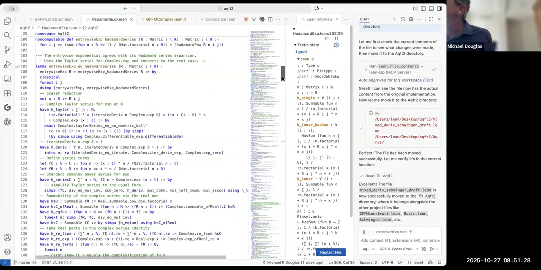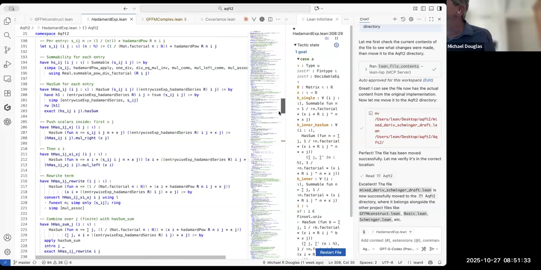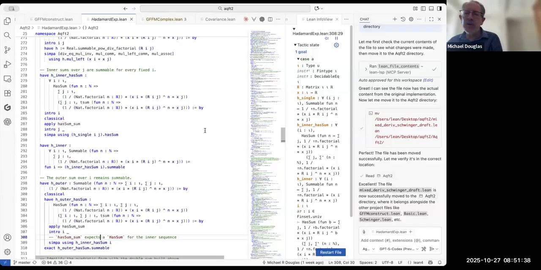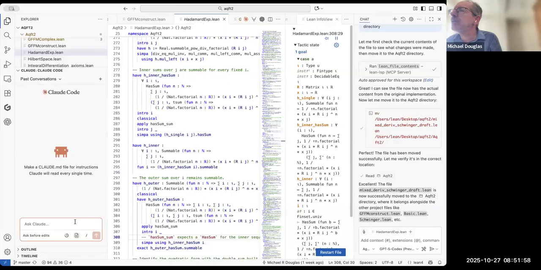And so we have to define the Hadamard series as a power series. We have to define its positive definiteness, its continuity, and so forth. Again, all this code was written by the language model with a certain amount of coaxing. At present, I use both GPT-5 Codex and Claude Code. So let's bring this up. Yeah, so this is Claude Code, and we can tell it to describe this file.